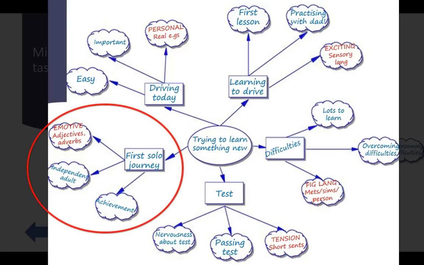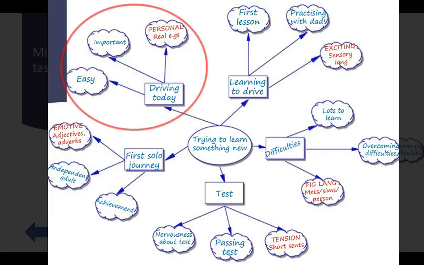My next paragraph is going to be about my first solo journey. So this is the sort of the result of having passed the test. So I'll write about the sense of achievement, and I'll write about the feeling of being an independent adult. That section I think I want to make emotive. So I'm going to use lots of adjectives and adverbs in there to add interest. And then I intend to finish my response by writing about driving today, why it's important to me.